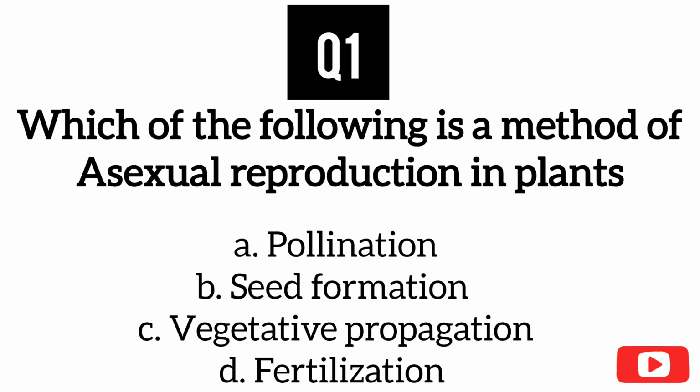Can you get all 20 correct? Let's test how well you know reproduction in plants and animals. Let's go. Question 1. Which of the following is a method of asexual reproduction in plants?